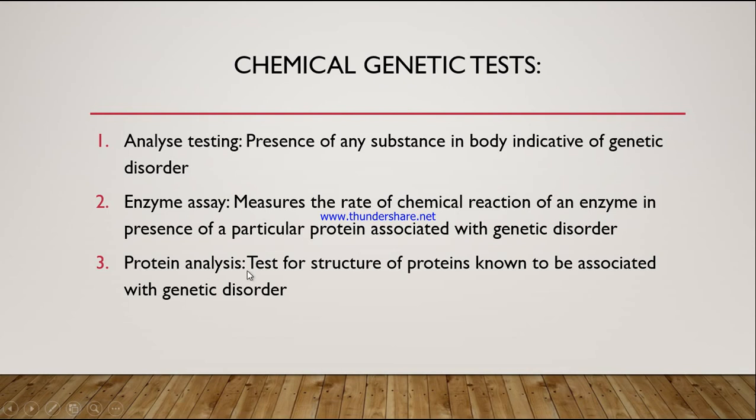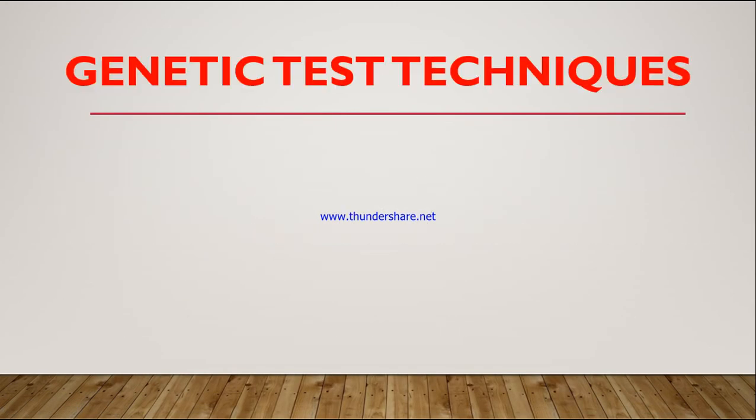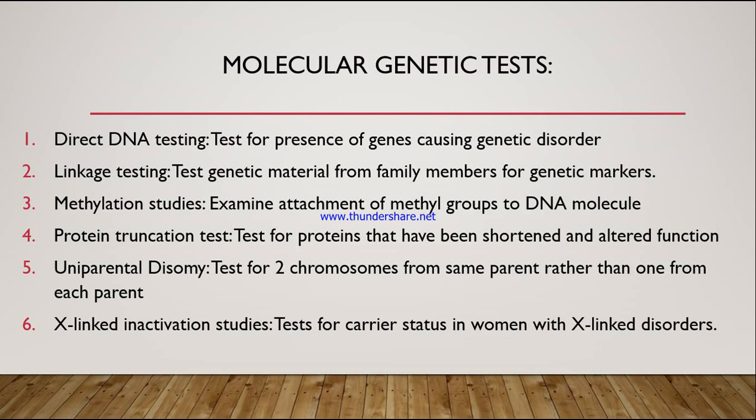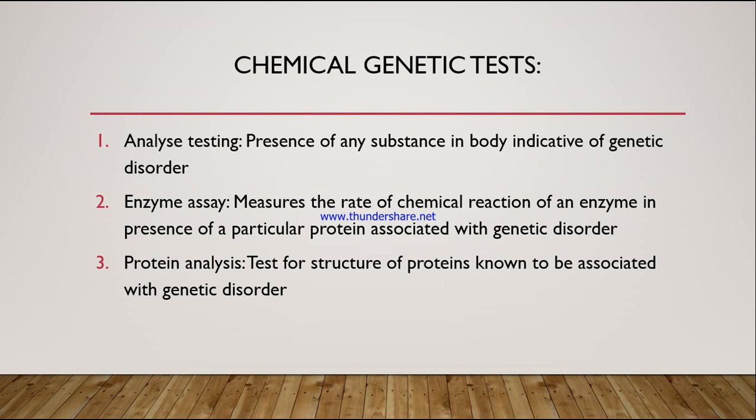And last is protein analysis. We are testing for the structure of proteins which are known to be associated with a genetic disorder. So here we are checking the structure of the protein. This is protein analysis. So these are the types of genetic test techniques: the molecular genetic test, cytogenetic test, and the chemical genetic test.